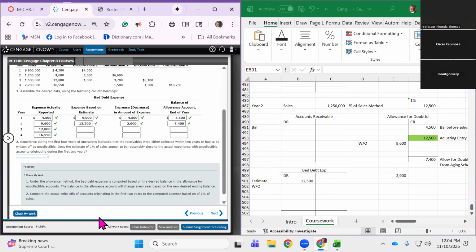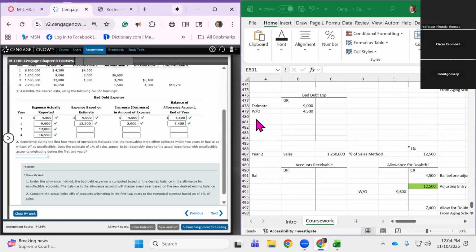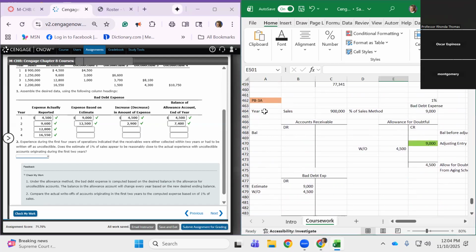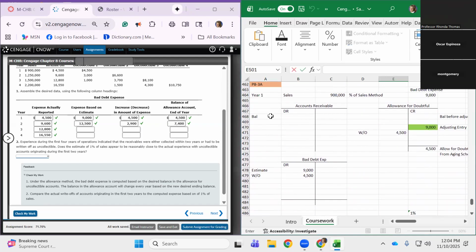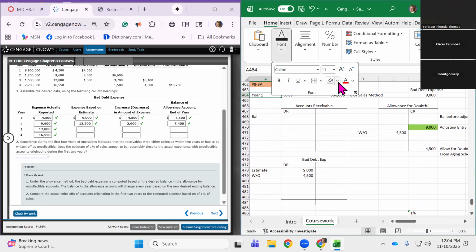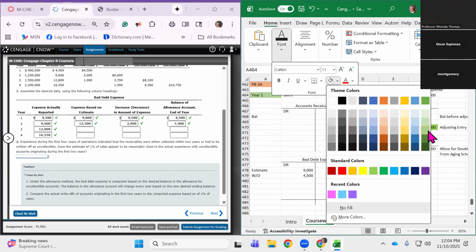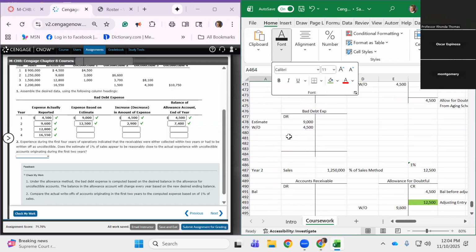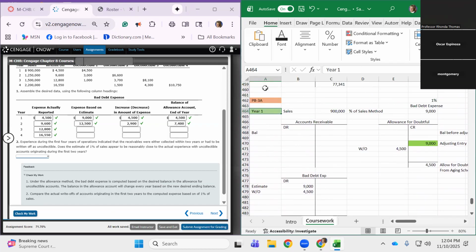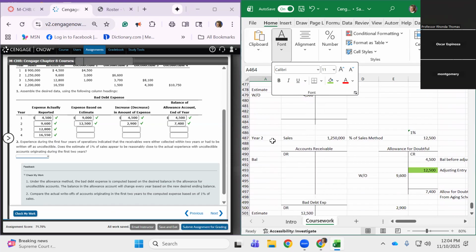I know this is tough. All right, so there's year 2. Here's year 1, year 2. I think we're getting it. Hopefully. It's just showing you the difference in using the direct write-off method. So you actually get a much better picture of your bad debt expense by using the allowance method, is basically what we're saying.